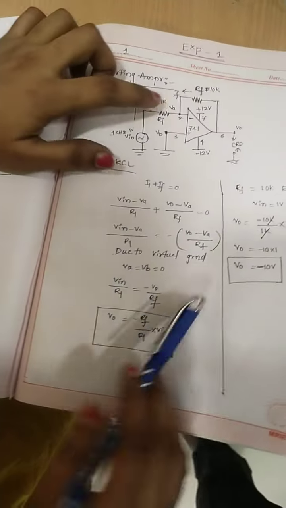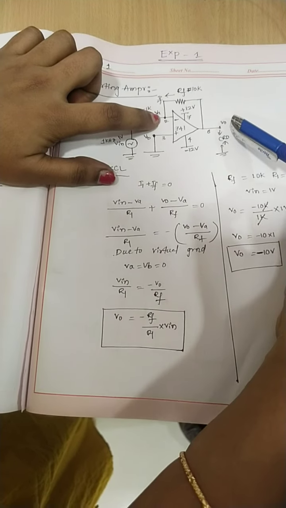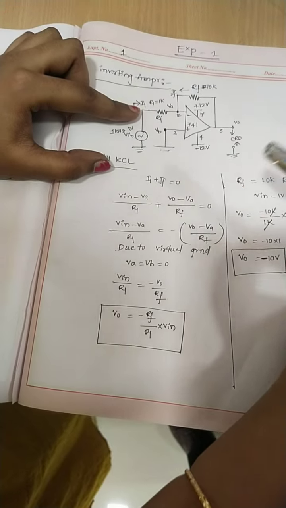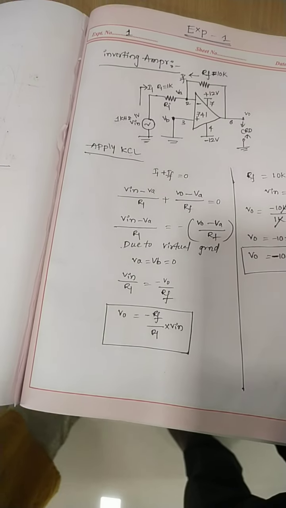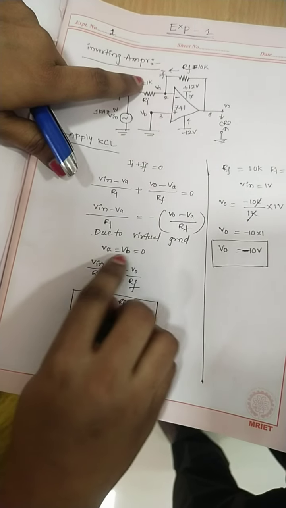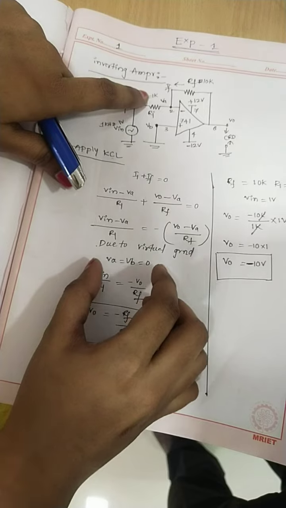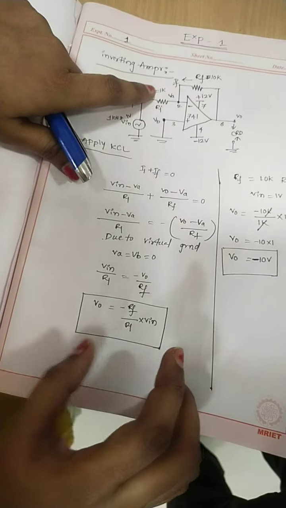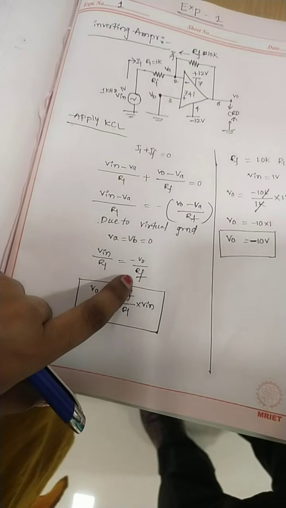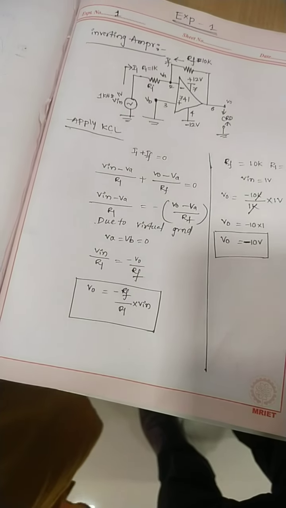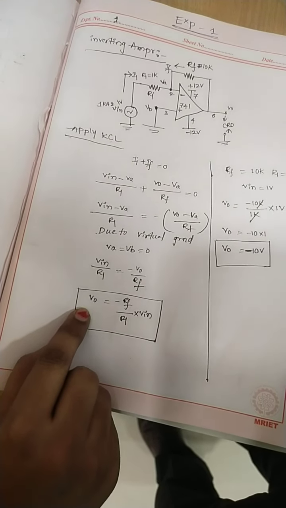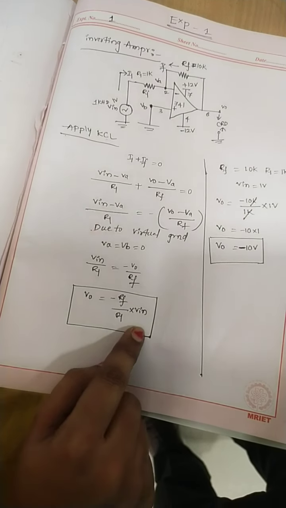And the next one is IF. IF is (V0 minus VA) by RF. So (Vin minus VA) by R1 plus (V0 minus VA) by RF is equal to 0. According to the virtual ground condition, VB equals VA equals 0. Substituting the values of VA and VB as 0, we finally arrive at Vin by R1 equal to minus V0 by RF. So our final result for the output voltage is V0 equal to minus RF by R1 into Vin.